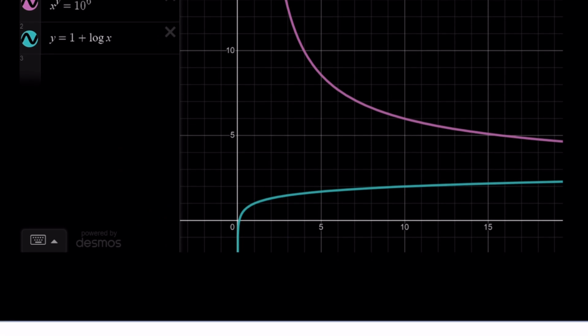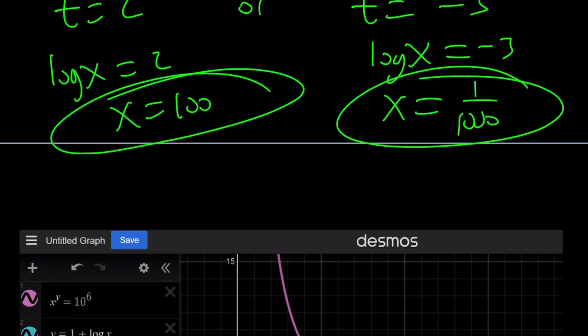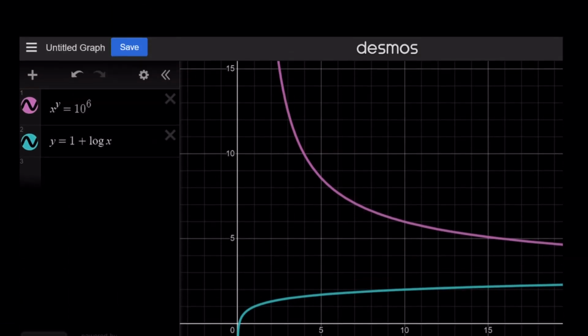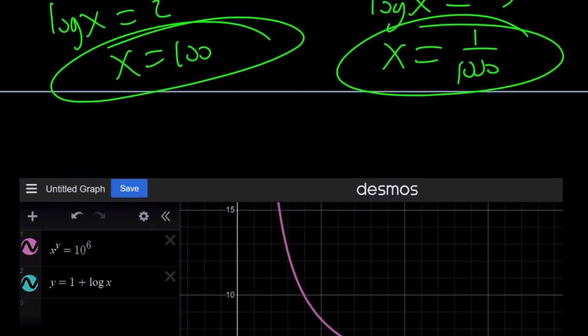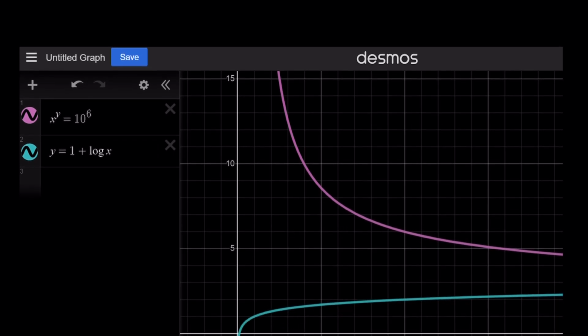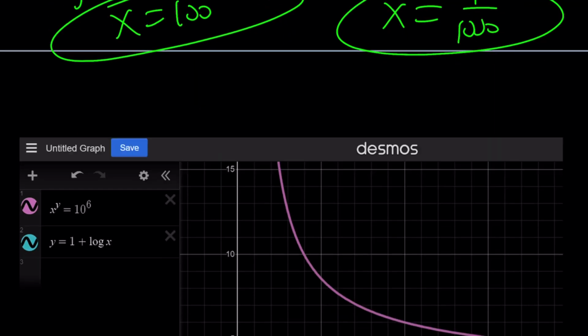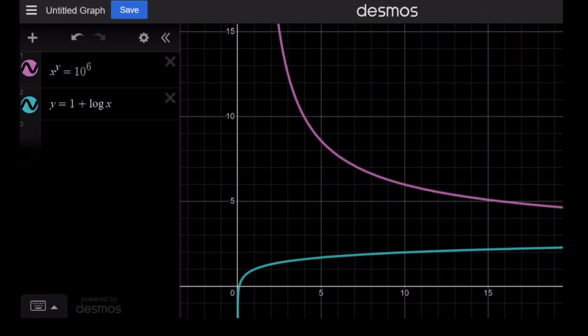And here you go. The graph of x to the y equals 10 to the 6 and y equals 1 plus log x. Obviously, you don't see the intersection points, but if you think about it, they're going to intersect eventually at 2 points. And what happened at super small values? x equals 1 over 1,000 is not shown on this graph because it's super small.